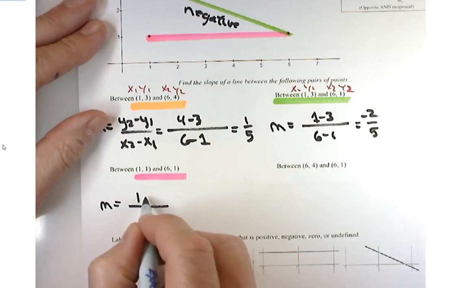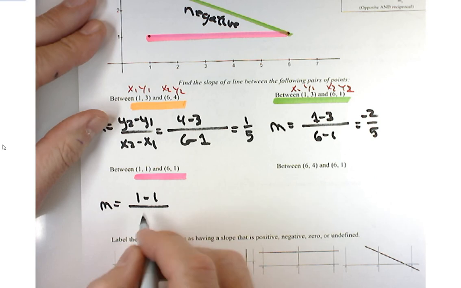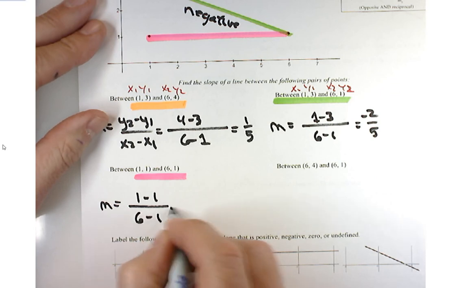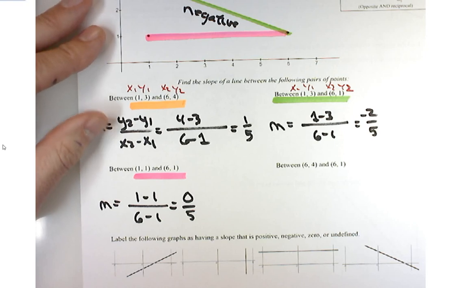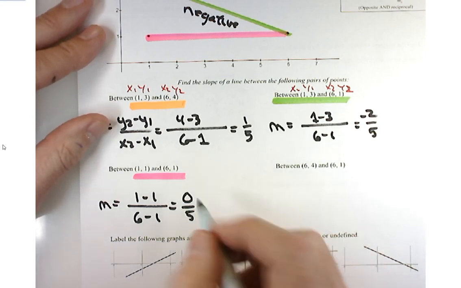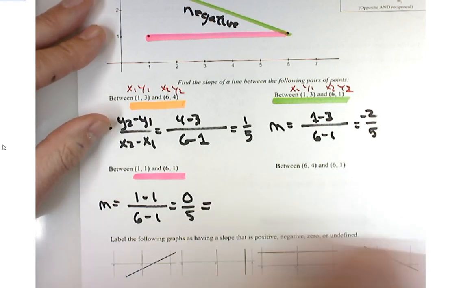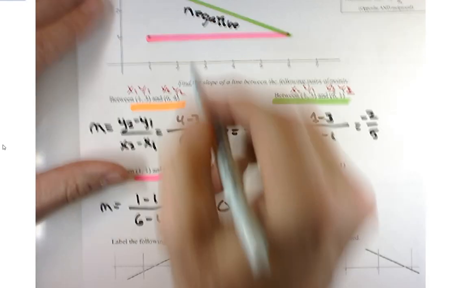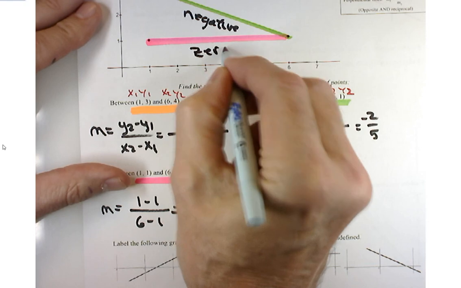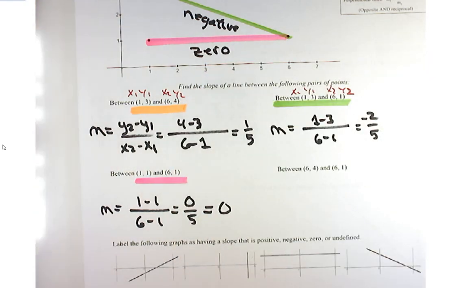It's going to be 1 minus 1 over 6 minus 1. 0 over 5. What's that equal? 0. All right, so that makes sense. There's no slope here. Actually, a 0 slope would be better. I don't like saying no slope. So there's a 0 slope there.